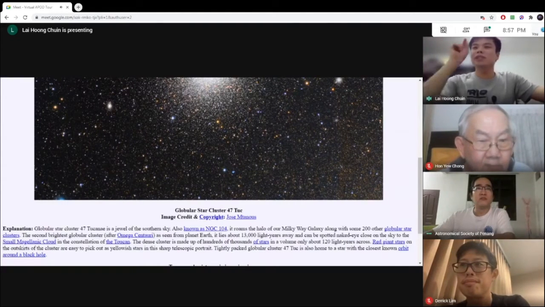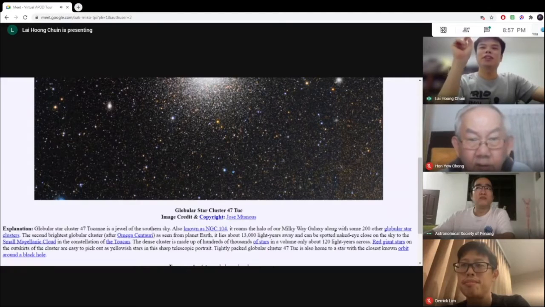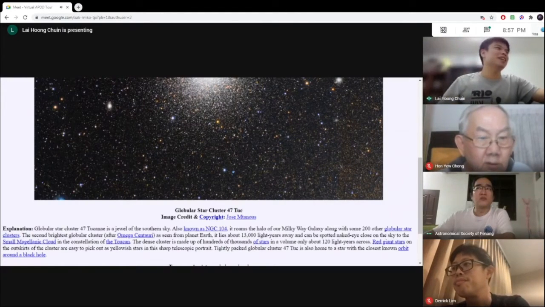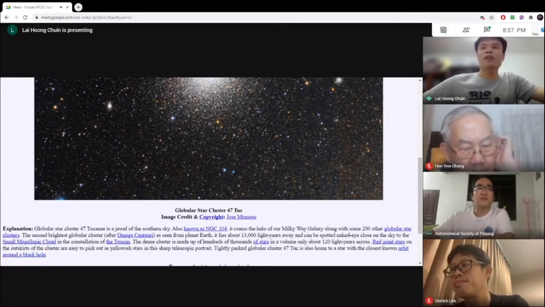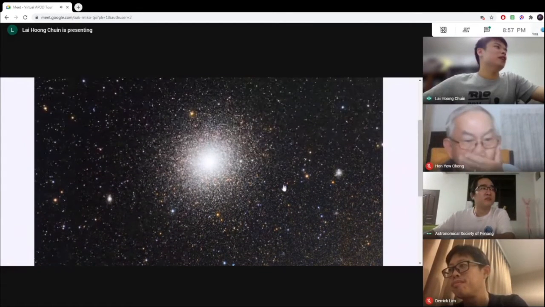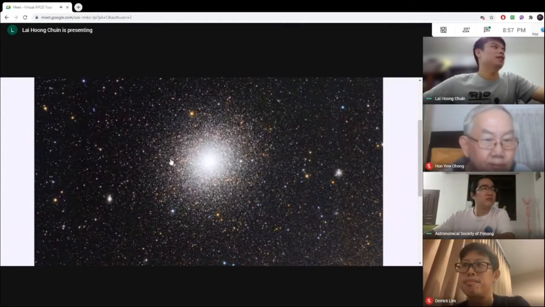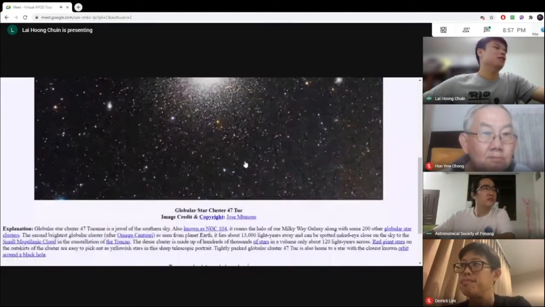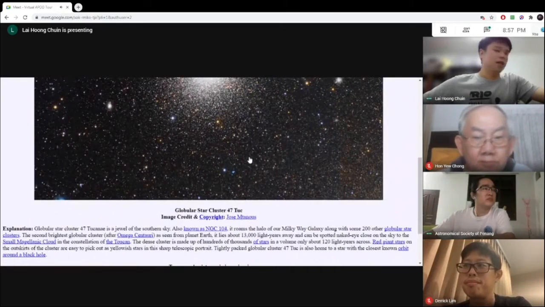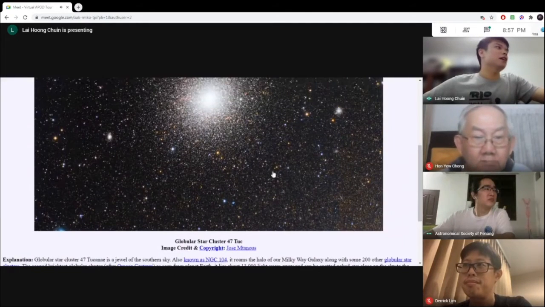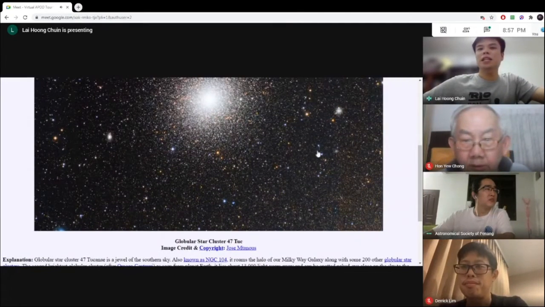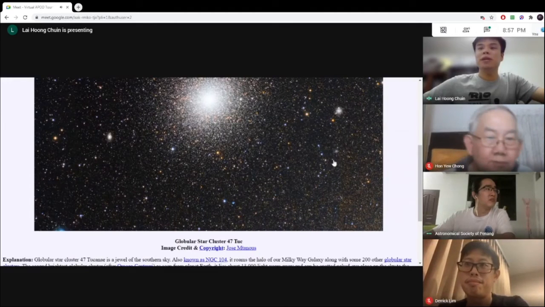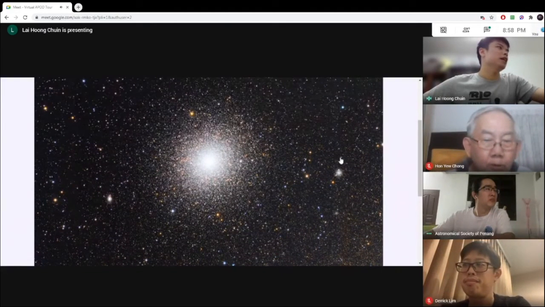Of course, by naked eye you will see it as one dot, a star like a normal star you see in the sky. But if you take a long exposure with a very powerful telescope, then you can capture this image. There are hundreds of thousands of stars in this globular cluster. And where is this globular cluster located? It is actually in the Milky Way, and it roams around the halo region.